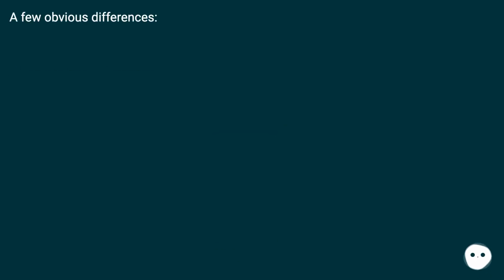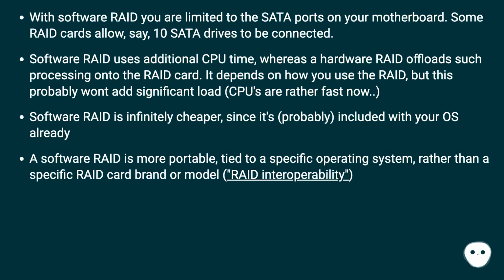A few obvious differences. With software RAID you are limited to the SATA ports on your motherboard. Some RAID cards allow, say, 10 SATA drives to be connected. Software RAID uses additional CPU time, whereas a hardware RAID offloads such processing onto the RAID card. It depends on how you use the RAID, but this probably won't add significant load. The CPUs are rather fast now.